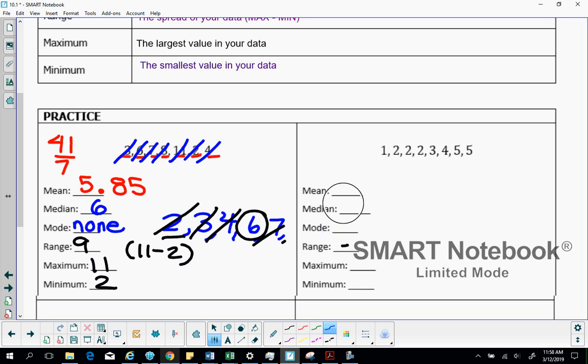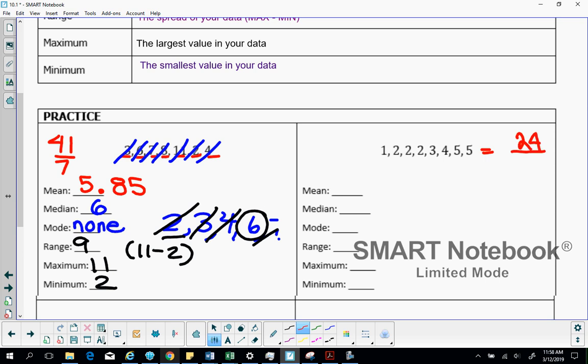We're going to do it by ourselves. First, how do we find the mean? If you're just average, that's mean. We add them all up, and then we divide by how many there are. What do you end up getting when you add them all up?